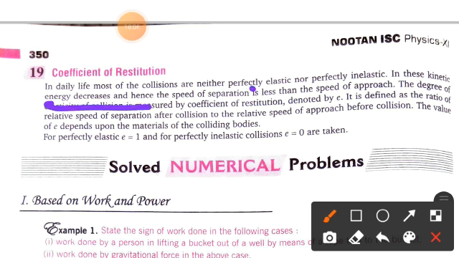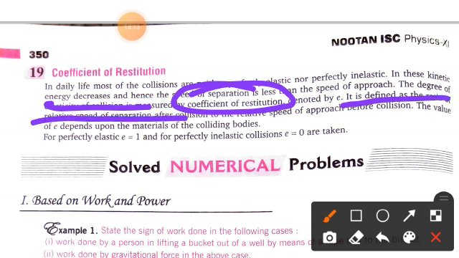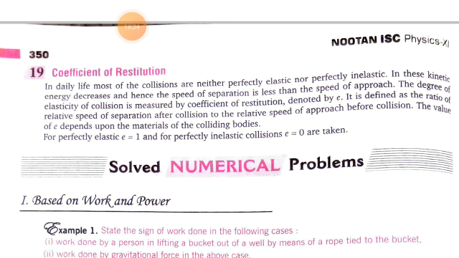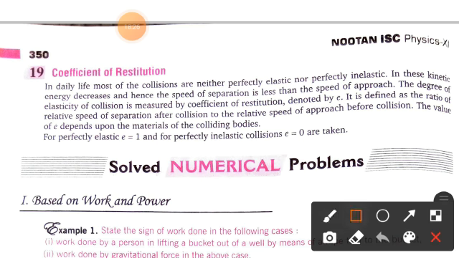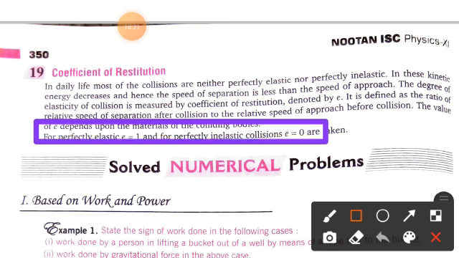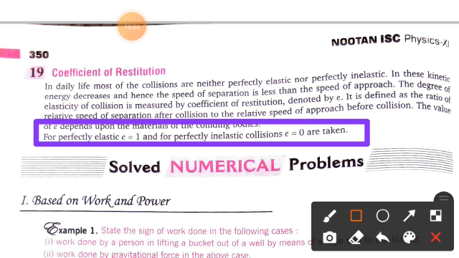So you can say that the coefficient of restitution is the measurement of the elasticity of collision. It is defined as the ratio of the relative speed of separation after collision to the relative speed of approach before collision. Thus the value of e depends upon the material of the colliding bodies. Here you can see the important points written. For a perfectly elastic collision, the coefficient of restitution equals 1, and for a perfectly inelastic collision, the coefficient of restitution equals 0. Clear? So please remember this one.